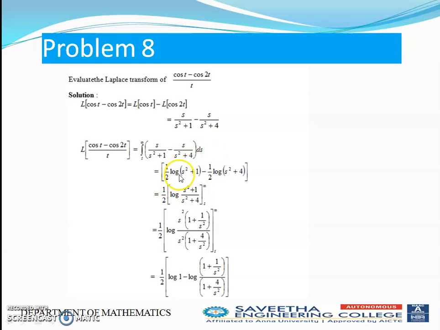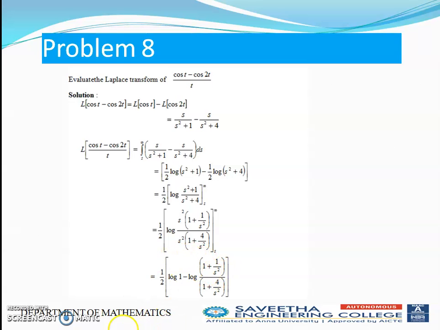Next, log a minus log b form, so I can take log of (s squared plus 1) divided by (s squared plus 4), with the limit s goes to infinity. Here we take s squared outside, cancelling these two. Don't put infinity as it is here. If you put s goes to infinity the whole thing becomes infinity by infinity, which is an undetermined form. So we replace using the 1 by s squared method. Anything by infinity must be 0.